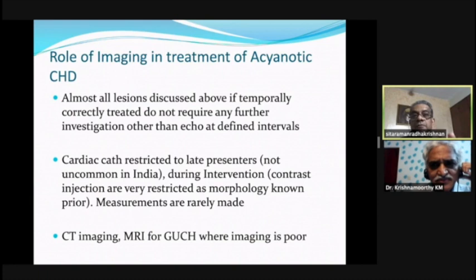We have stopped doing angiography for ASDs, for PDAs. That has been given up a long time ago.